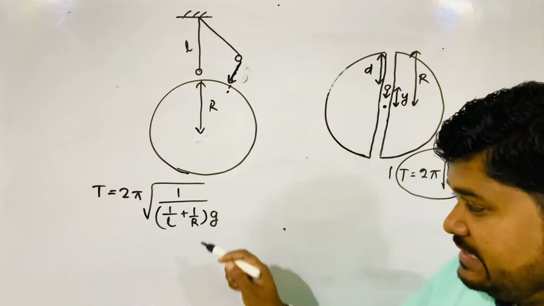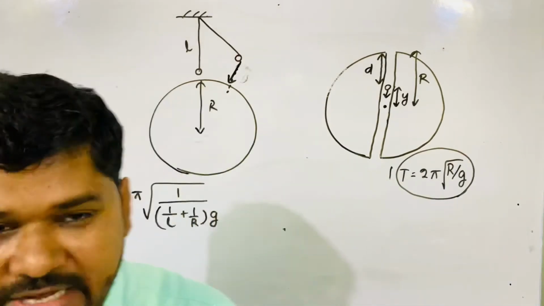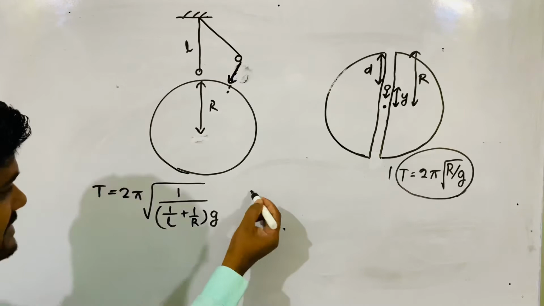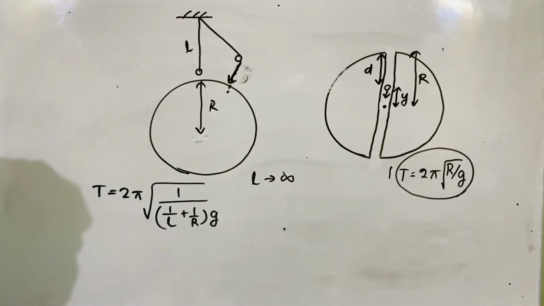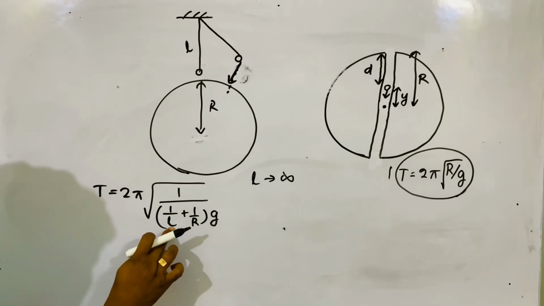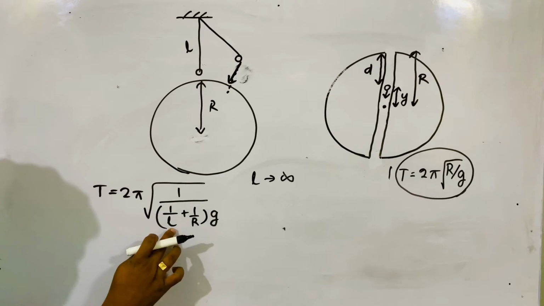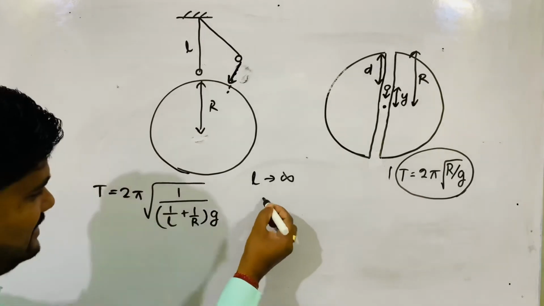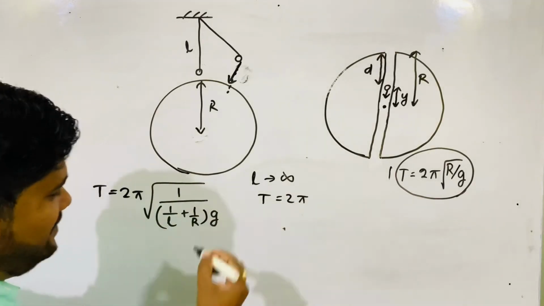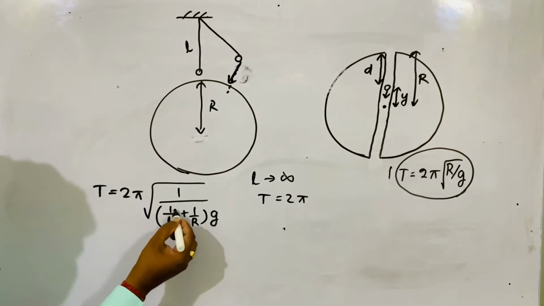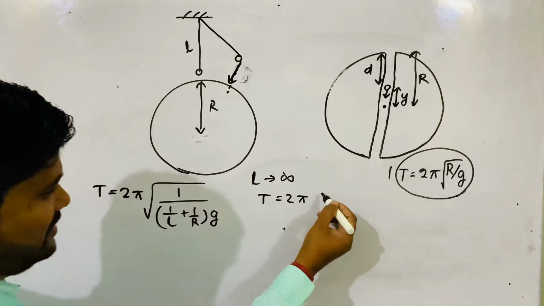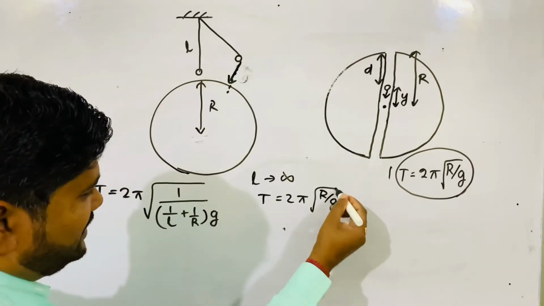But in these two cases we can do. What are the two cases? One is when the length is infinite. If the length of the pendulum is infinite, what happens? You put here L as infinite. If you put L infinite, then what do you get here? T is equal to 2 pi. L infinite means 1 by infinite, this term becomes 0. Then this R goes to the numerator, R by g.